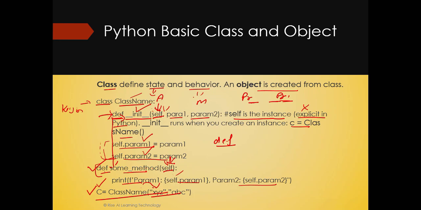But the last line is c equal to class name. What does this mean? I am creating an object of this particular class. c is my object name, and class name is my class. In the constructor I am passing those two parameters, and these two parameter values get assigned to this object. From there, within this method, I am using those parameters to print them.